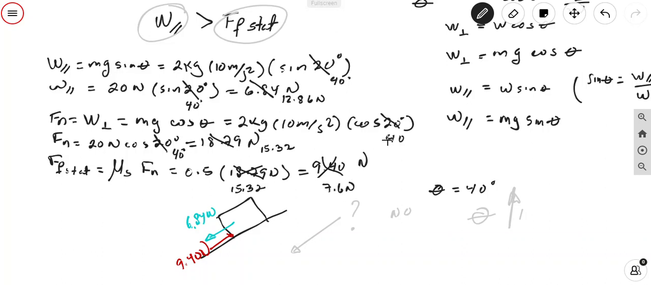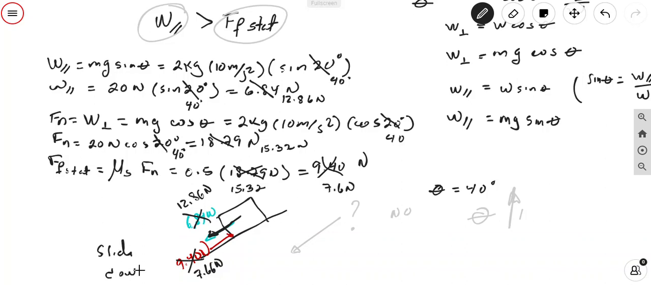So what happens now? Look at this. You have a parallel force of 12.86. So this force now is 12.86 newtons. And we have now a force of friction that will be 7.66 newtons. So now this force is greater than the force of friction, so it's going to slide down.